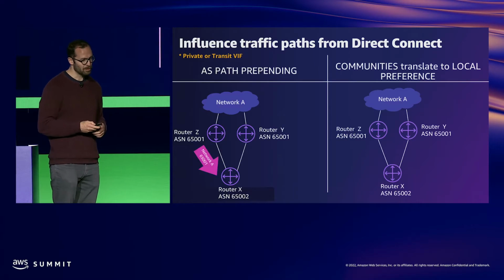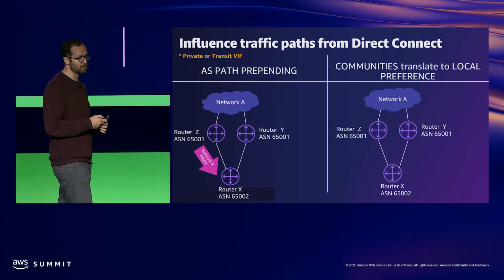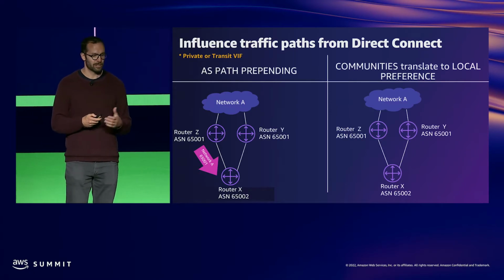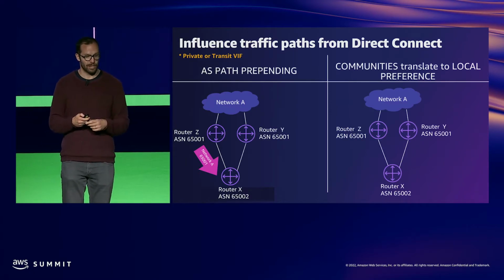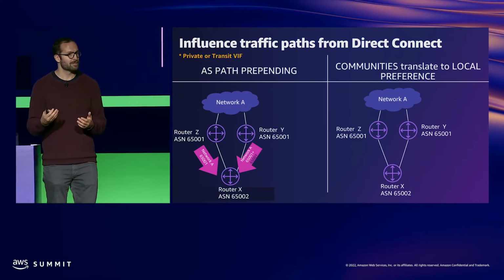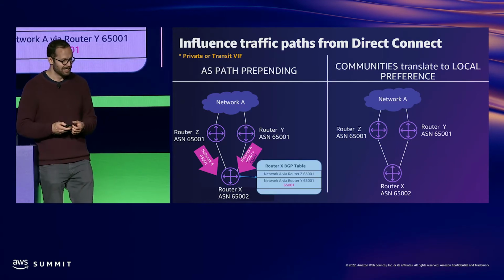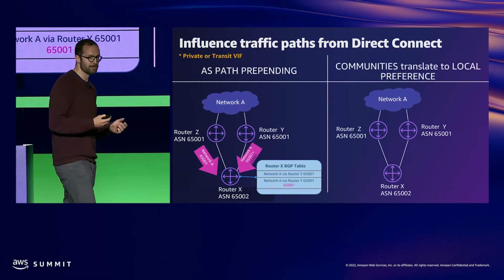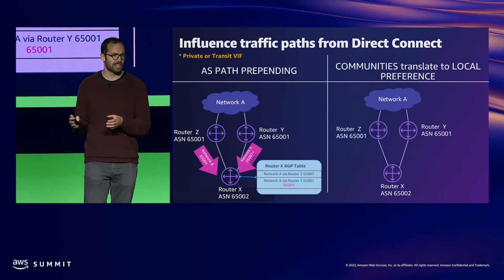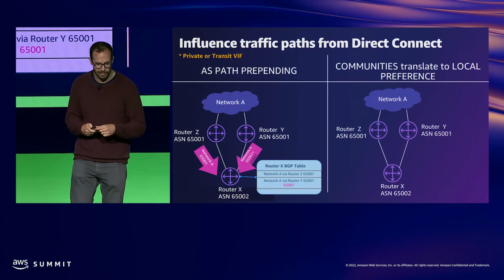So with prepending, what you're doing is basically from router Z, you're just advertising network A, and it's showing up with a single ASN, 65001. But maybe on router Y, you've set up prepending, so you've added artificially an extra hop. So now you can see there's 2 65001s in there. So when router X looks at the paths, it will see that one path is longer than the other. It will prefer the shorter path and effectively select router Z as the preferred path to network A.